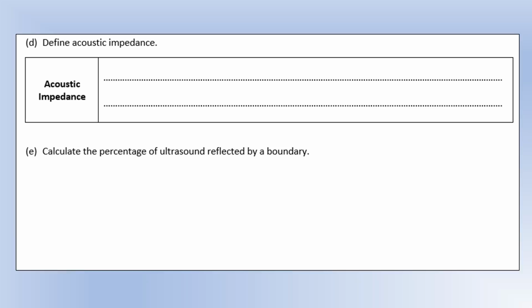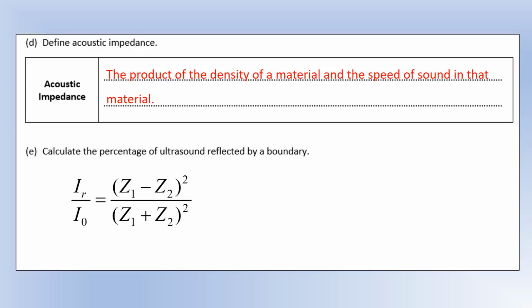So the last form we're going to look at in a second is blood speed, but let's first explain why the different reflected intensities tell us about the medium. To do that, we first need to define acoustic impedance, the product of the density of a material and the speed of sound in that material. It turns out the reflected intensity at a boundary depends on the difference of acoustic impedance between the two materials across the boundary. So the bigger the difference, the higher the percentage that will be reflected.